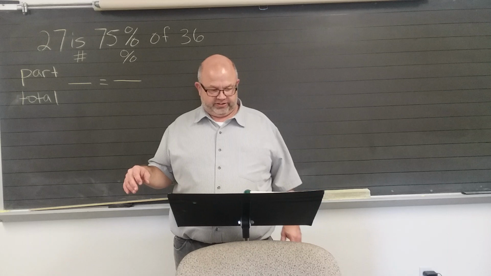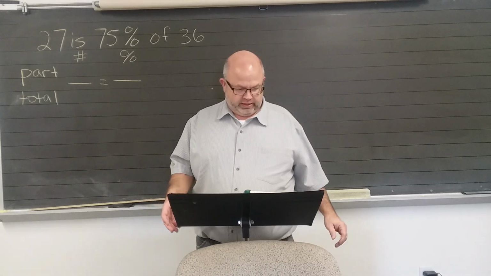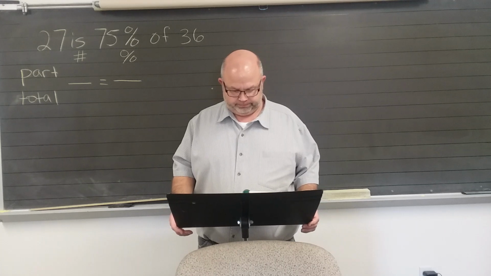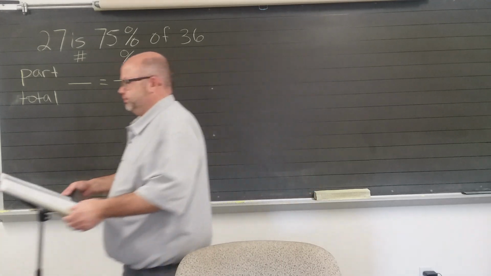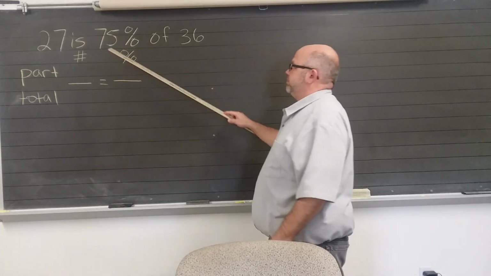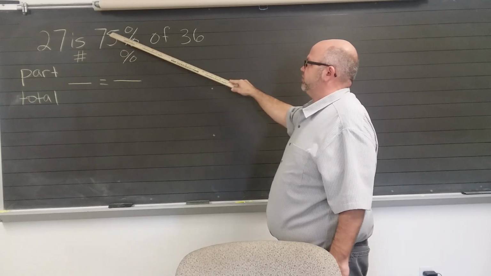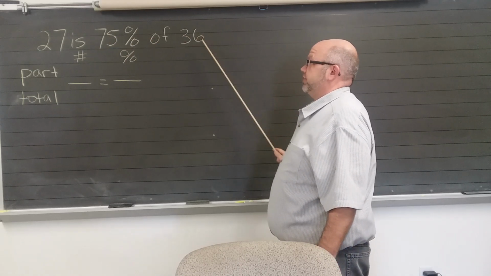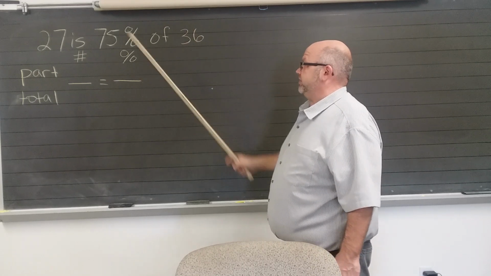Lesson 138 has to do with this kind of thing. We have talked about this. We have talked about the language. So you see this written out: 27 is 75% of 36. All right? How do you write this?